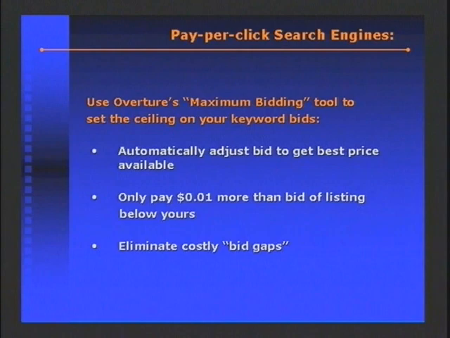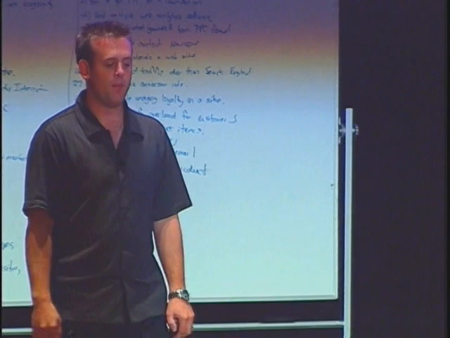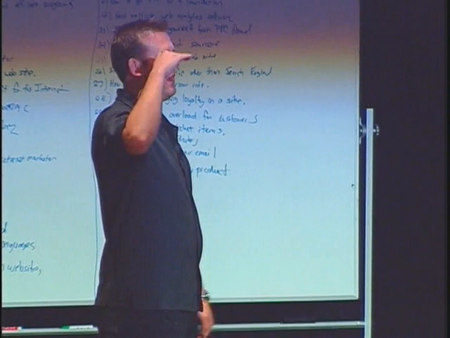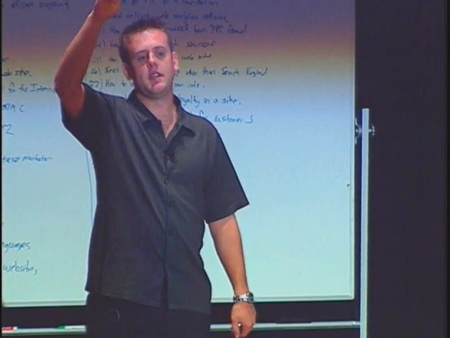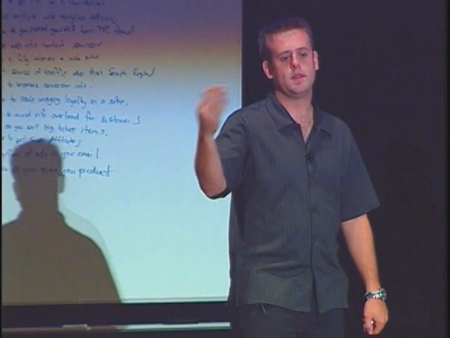One point here, eliminate costly bid gaps. This only applies in all of the other search engines, not in Overture. Overture built a system that actually doesn't help them. It's more profitable for us, is they eliminate bid gaps. So if you're bidding on a keyword for the number one position, you're bidding $5 and the guy in the second spot's bidding $4, you do not pay $5, you pay $4.01. They automatically adjust for that, so it actually works out in favor of us.